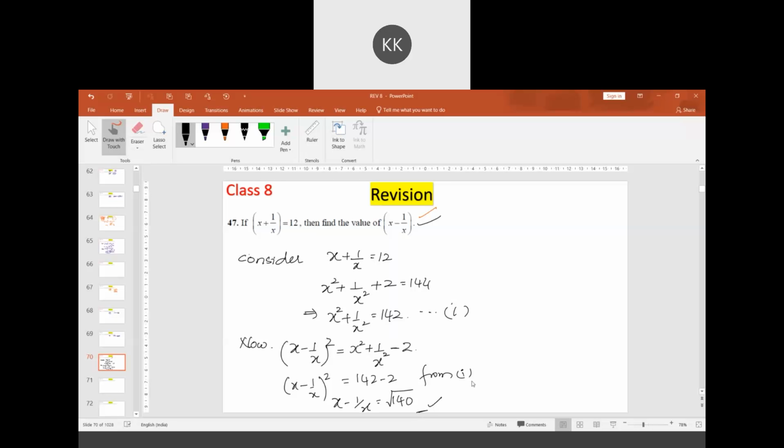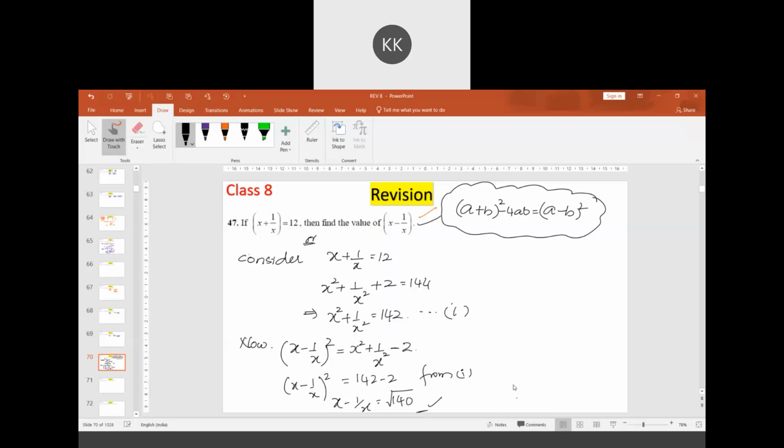Understood, sir? If not the previous method, this you must understand. In the previous method, I have used this identity: a plus b whole square minus 4ab is nothing but a minus b whole square. If you don't want to use the identity, this is the method. Any doubt? No, sir.